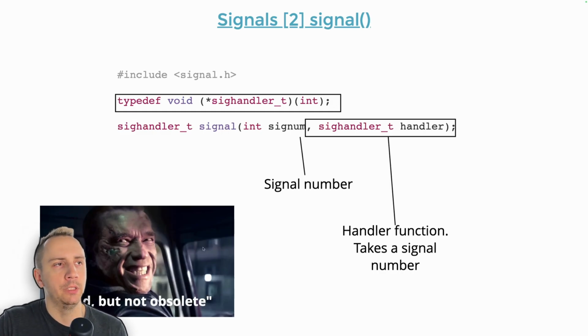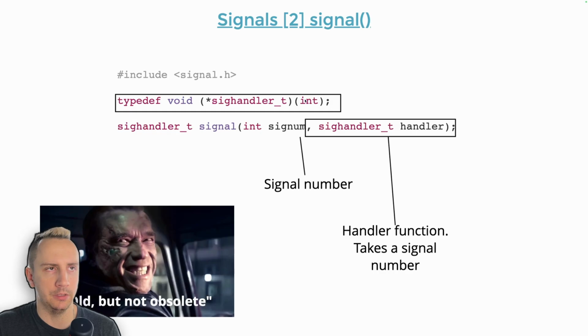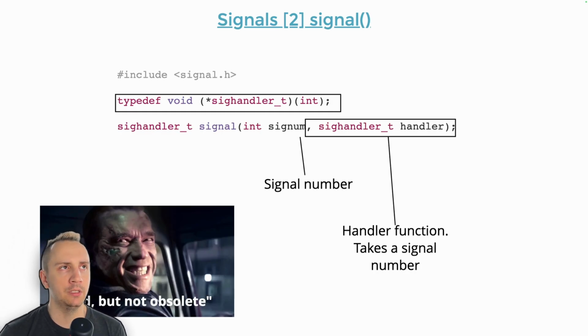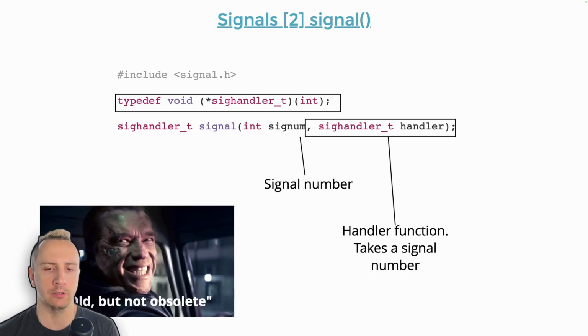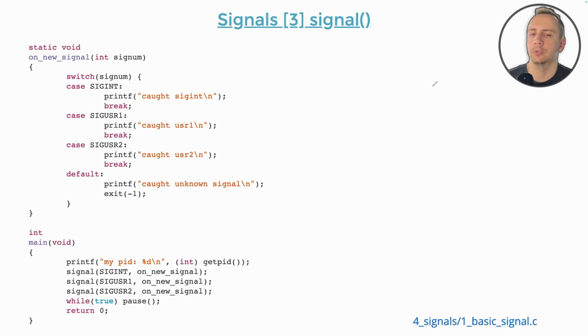The function which is going to be handling the signals should take one integer argument, which will be the signal number. This way you can, for instance, use one handler function for multiple signals and determine which signal is received by just looking at the value in this argument. So let's consider an example. Here I set a handler for SIGINT, SIGUSR1, and SIGUSR2.